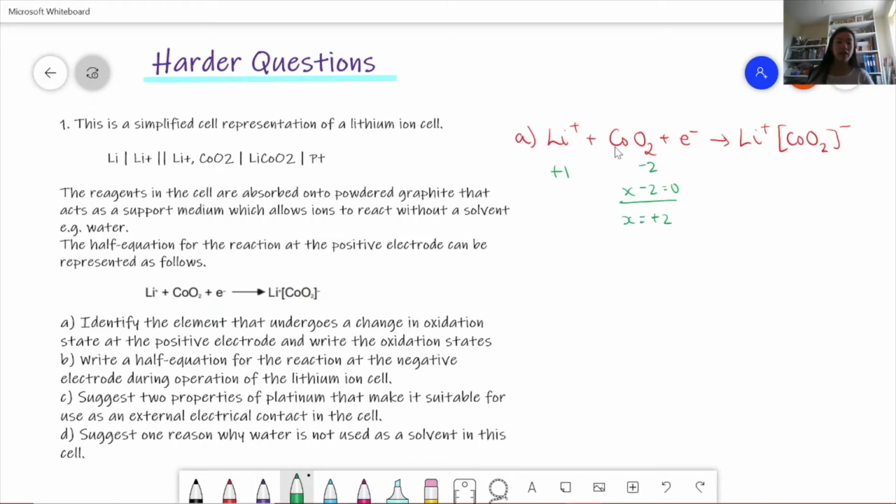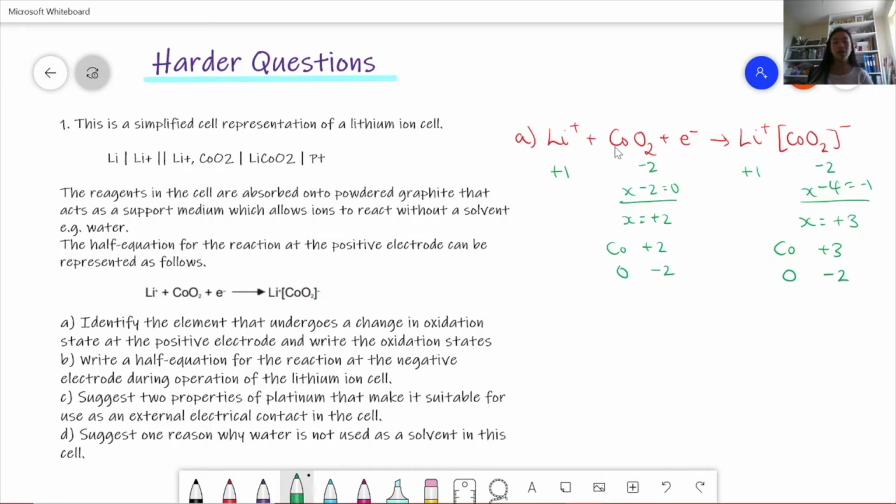So we have Co as +2 and oxygen as −2. And then here we have Li is still +1, and then now we have CoO2−, so that's −2 minus 4, so x equals +3. And if you can't remember how to work out the oxidation states, then quickly go back to the redox videos. So we have Co is now +3 and oxygen is still −2.